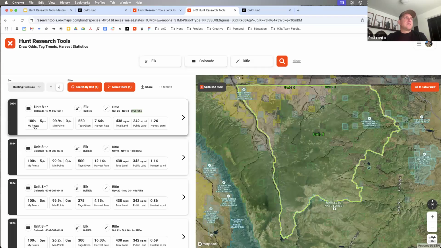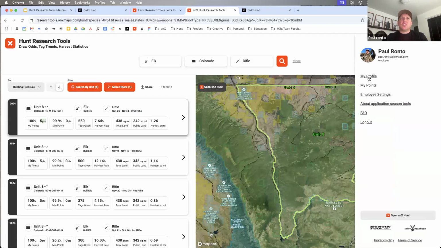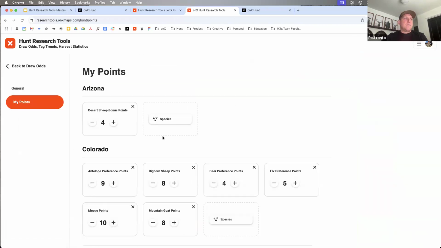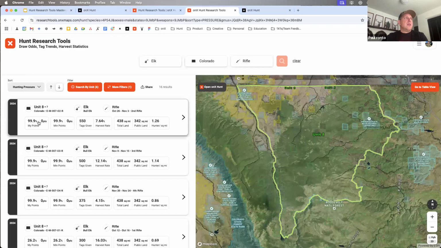And then this is showing me my draw odds. So at 5 points, which is what my profile was set to, I have 100% draw odds for this. So now if I go back in here, just to show you the difference, let's go back and just say I have 0 elk points and go back to the tool. Now you're going to see at 0 elk points, so it's specific. This one had a 99.9% chance. What that usually means, if 0 points, is that this hunt last year, this tag had more tags, more quota than applicants. And so this probably went to the secondary list or even potentially went to a leftover.